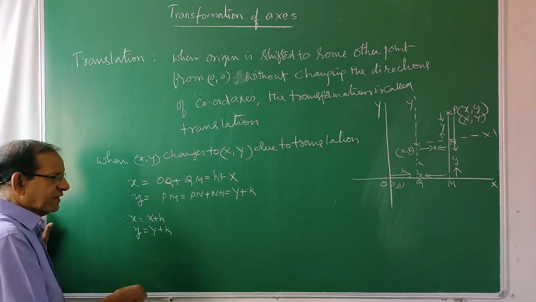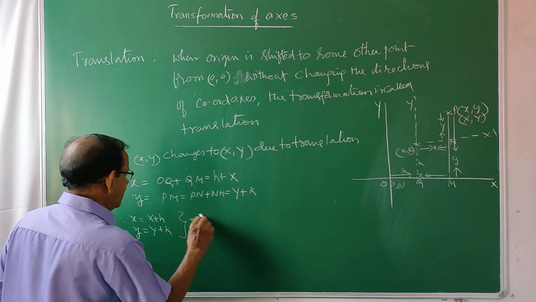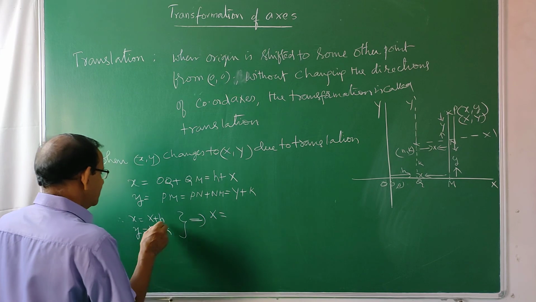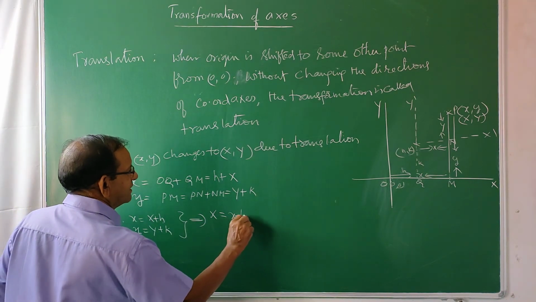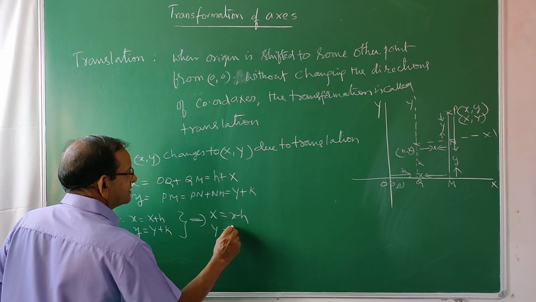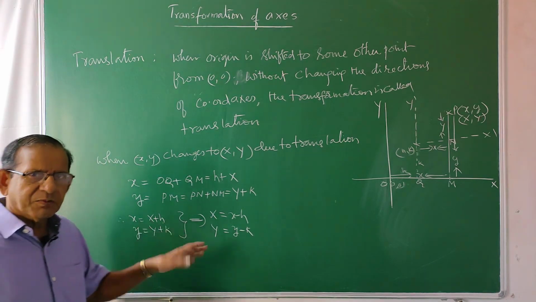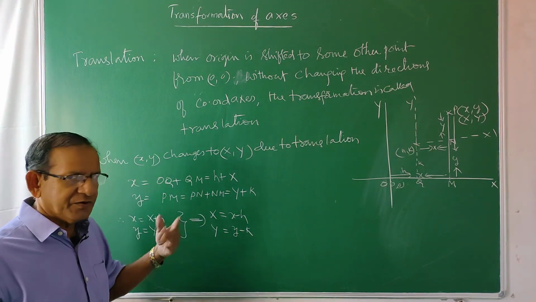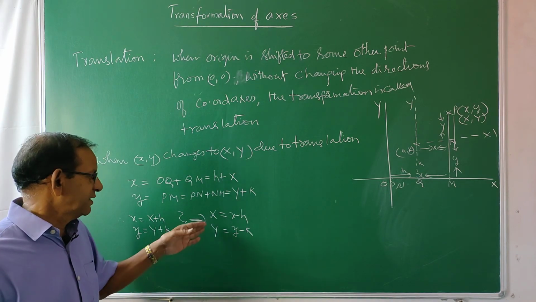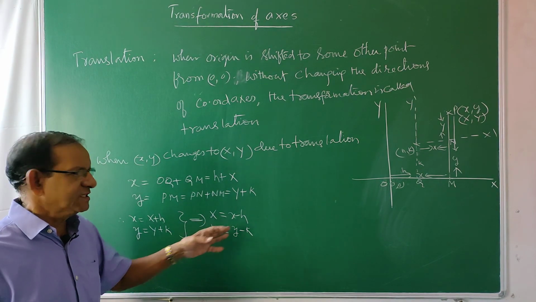From this, what is the value of big X? Big X is small x minus h and big Y is small y minus k. When the transformed equation is given to you and you want to find the original equation, you have to substitute these two. H, k will also be given.